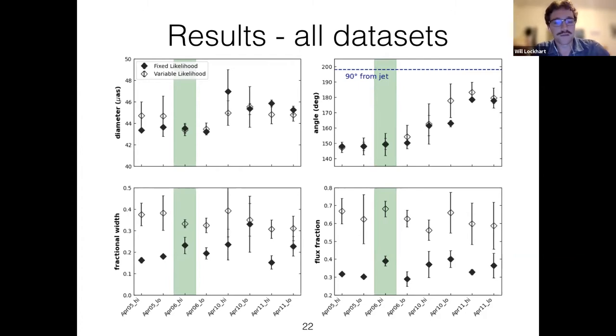But with fractional width and flux fraction on the bottom, we do maintain a pretty clear separation where the fixed likelihood of the EHT collaboration is consistently predicting thinner rings, with something like a fractional width of 0.2, whereas our variable likelihoods are something more like 0.3 or even 0.4. And so the takeaway for me is basically that, to the extent that these two formulations, the fixed and the variable likelihoods, are equally valid approximations, there seems to be a bias about what they predict for the width of the ring.